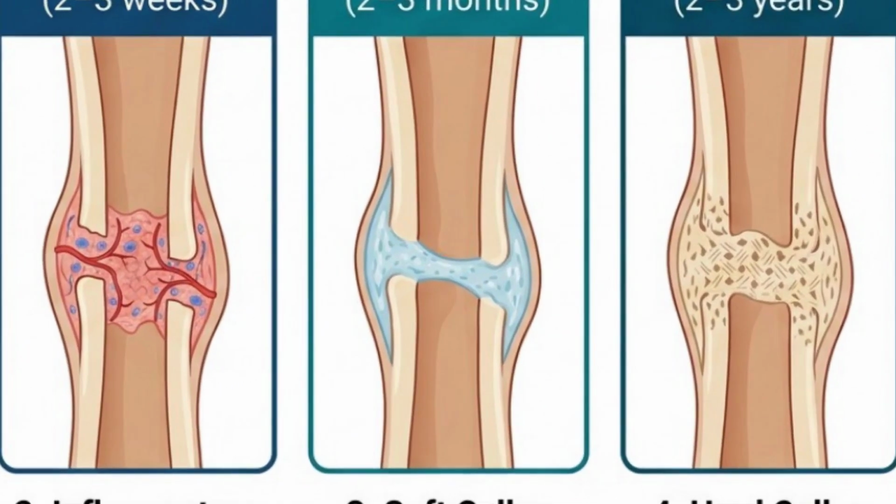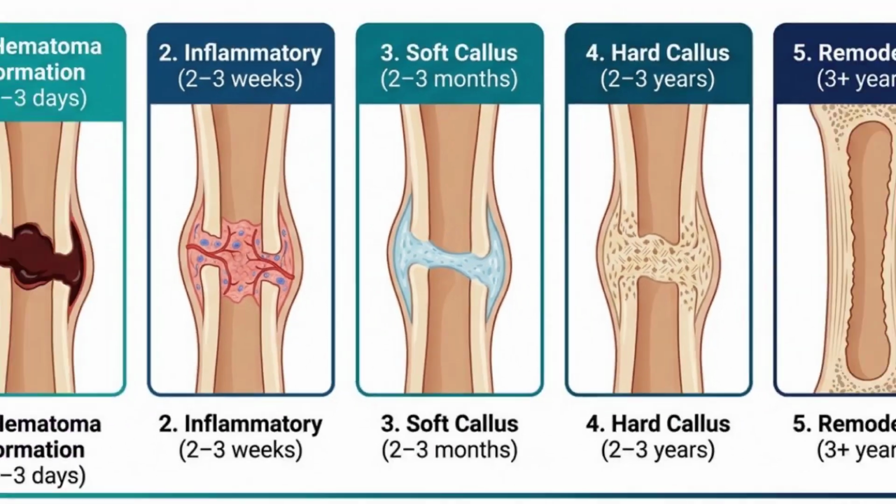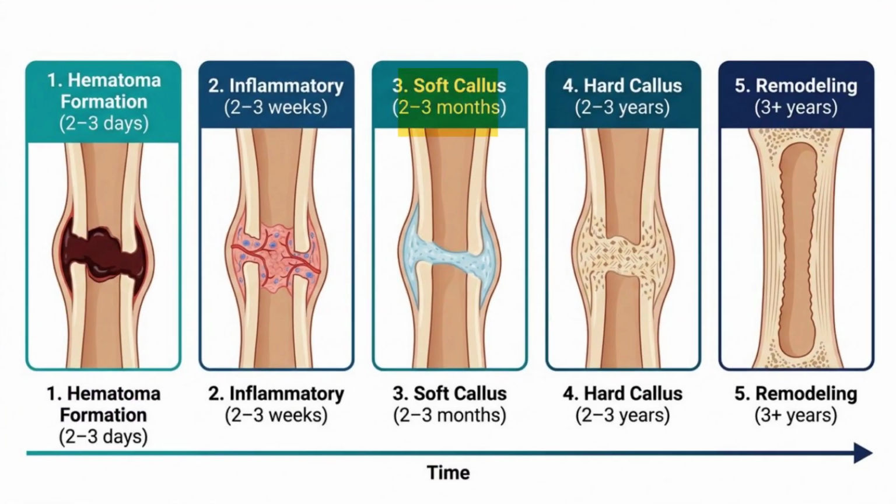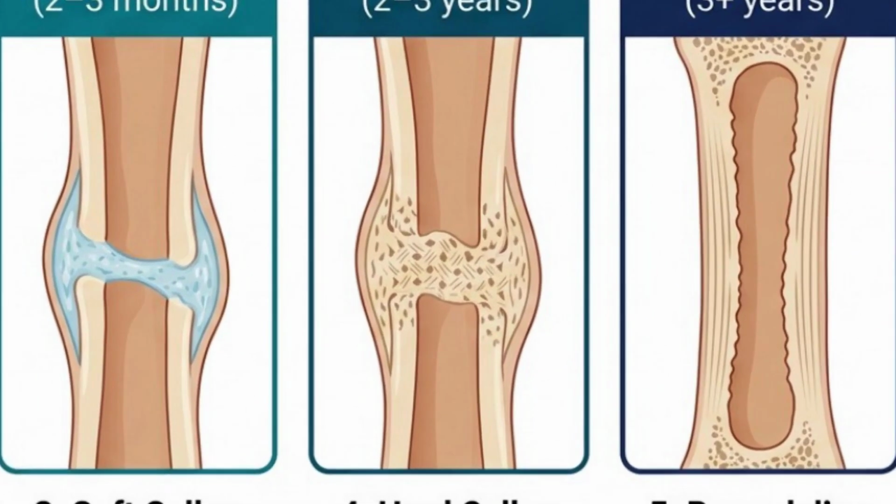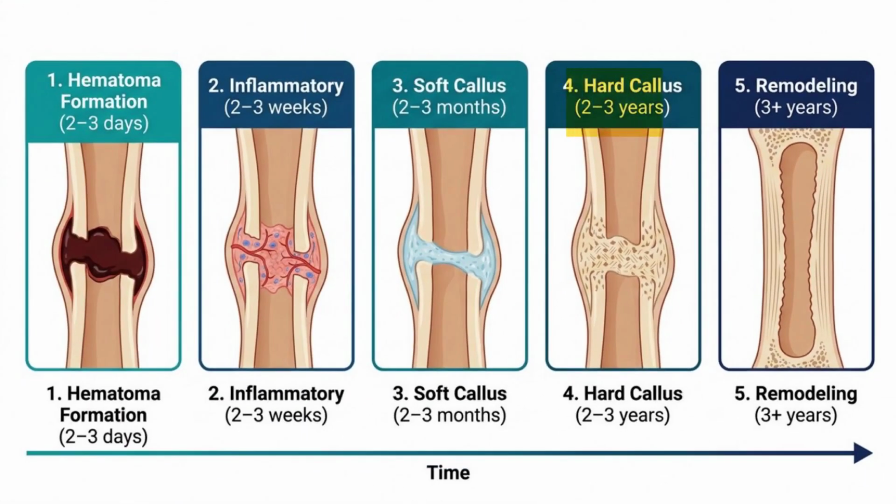Stage 3 is the callus stage, also called the soft callus stage, which takes 2 to 3 months. Fibroblasts mature into osteoblasts, which produce osteoid, a cartilaginous and collagenous meshwork that bridges the gap, with low mineral content. Stage 4 is the consolidation stage, also called the hard callus stage, which takes 2 to 3 years. The soft callus becomes heavily mineralized, forming woven bone. This is the stage of clinical union. The fracture no longer moves on examination.